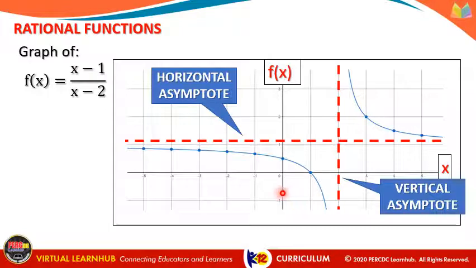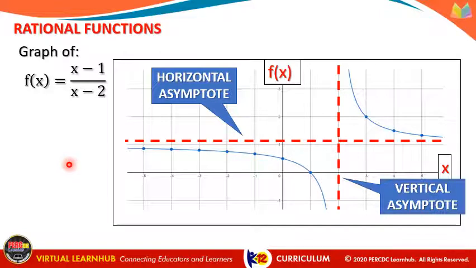As you can see, let's say you have your vertical asymptote. As our graph gets closer and closer to the vertical asymptote, it approaches it, but there will not come a time when they intersect. The same is true here. It will come closer and closer, but it will not intersect with it. So that is the concept of asymptotes.